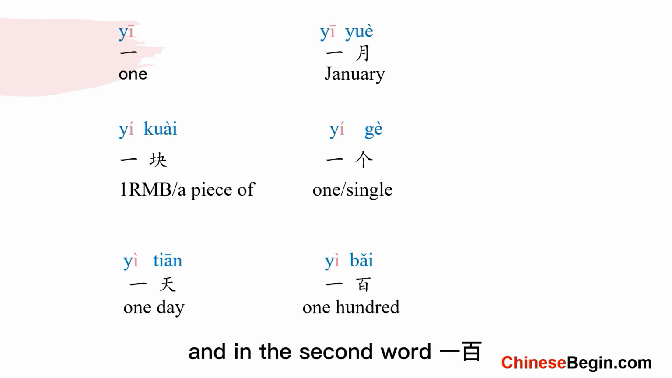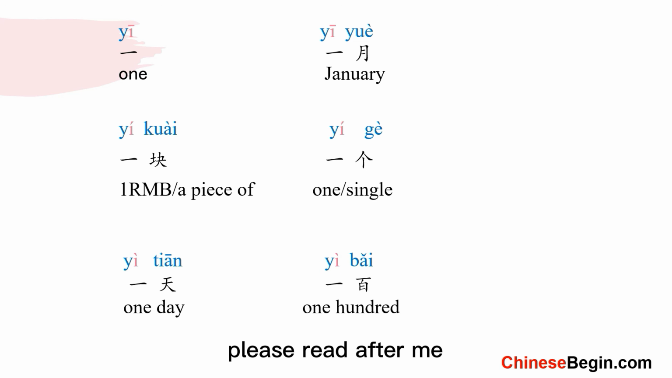And the second word, 一百, means 100. In this word, the second character has the third tone. So 一 also should become the fourth tone.